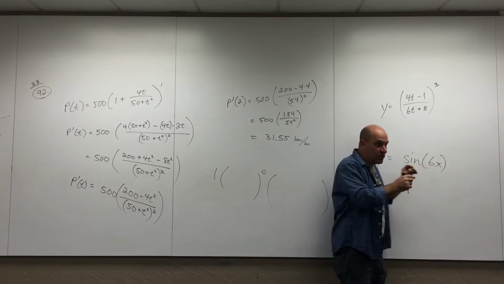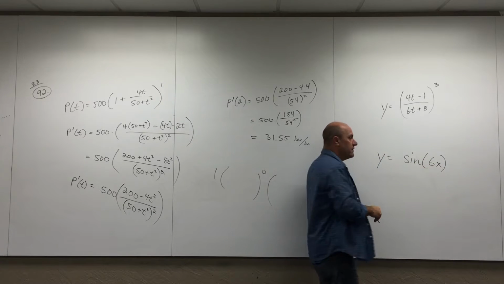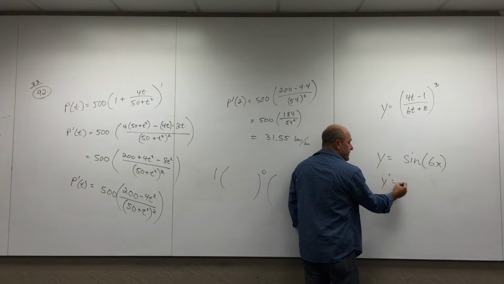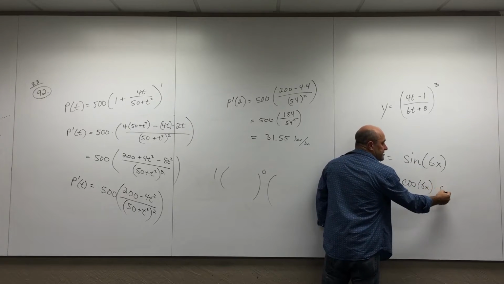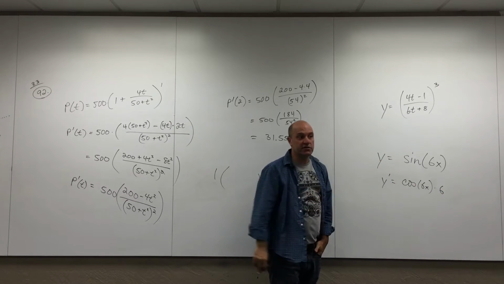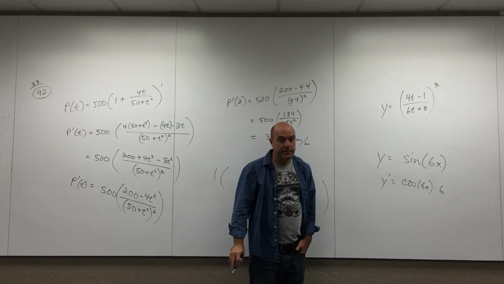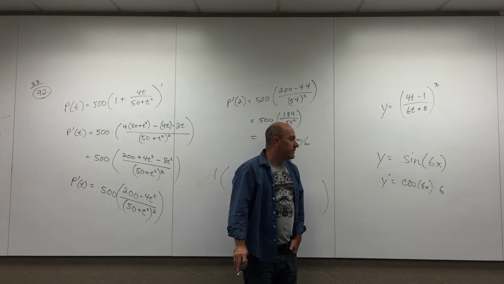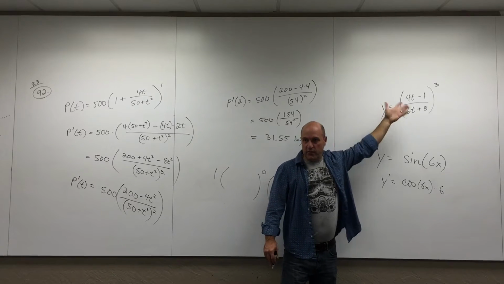A lot of times the chain rule is just a little baby thing. But it's important to not forget it. What's this derivative? This derivative is the cosine of 6x times 6. That's an essential basic chain rule concept. That's a more lengthy, complicated chain rule concept.